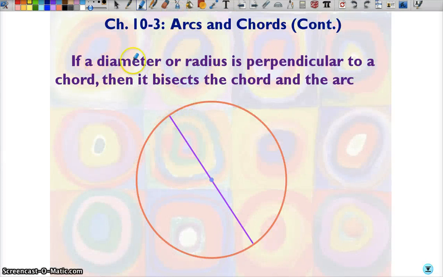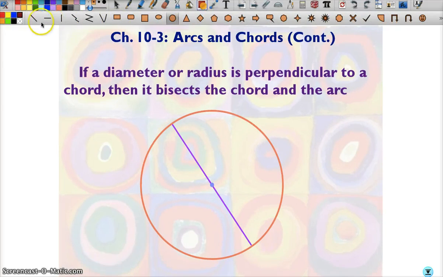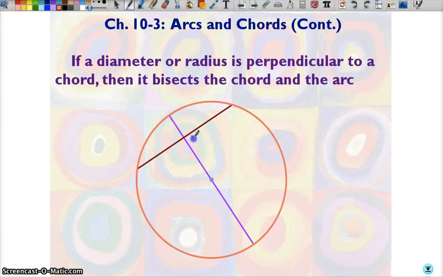Now another one would be if a diameter or radius is perpendicular to a chord. Okay, so diameter, radius, whatever, it is perpendicular to a chord. So if I just draw a chord in here and I make it perpendicular, and I'm just going to have to make a bit of an estimation. But if this is perpendicular, what do you notice about the chord itself and the arc? Well, what happens is it cuts the arc in half, exactly.